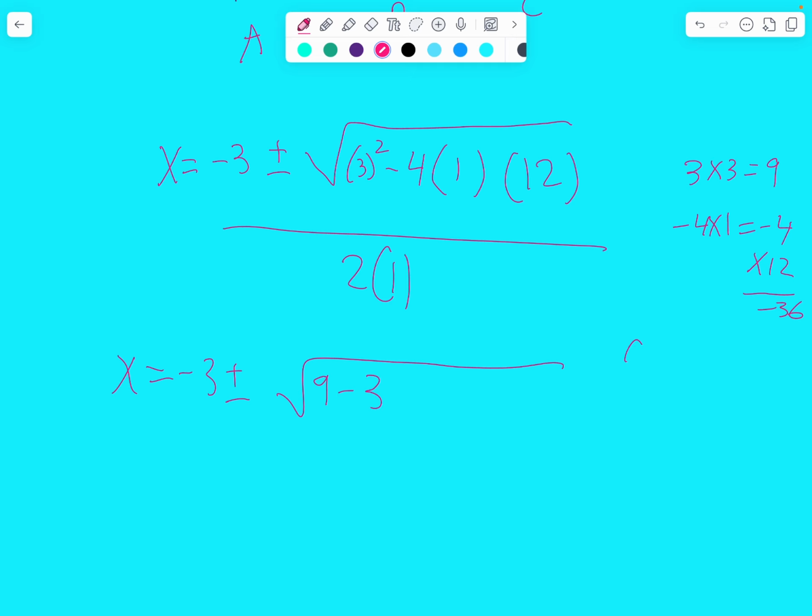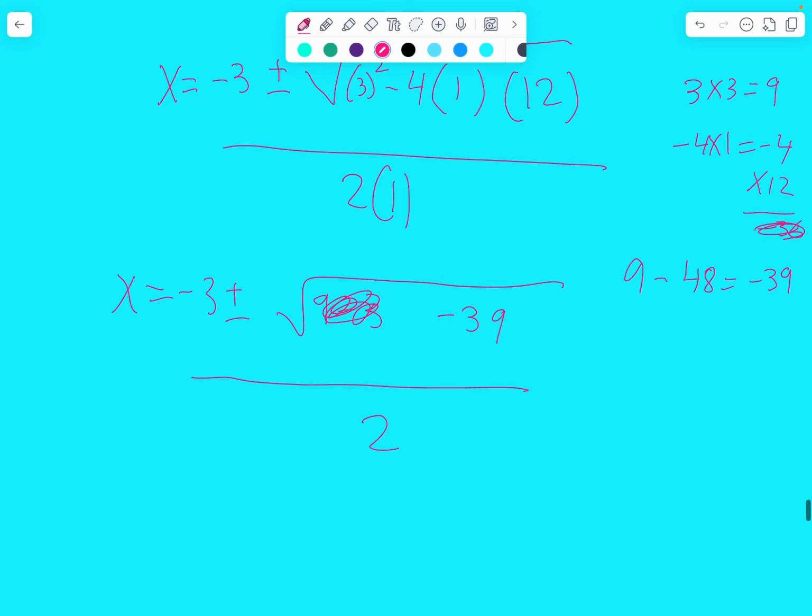So it'd be 9 minus 48 is what I meant to say. I'm sorry. So you have 9 minus 48, which would be negative 39. Okay, so you have this. You have negative 39 all over 2. Okay, so careful. I thought 12 times negative 4 was negative 36. It's negative 48.